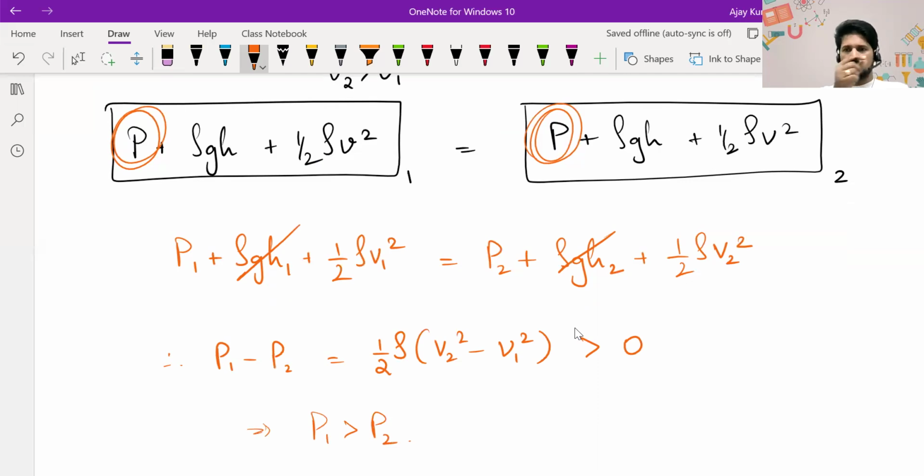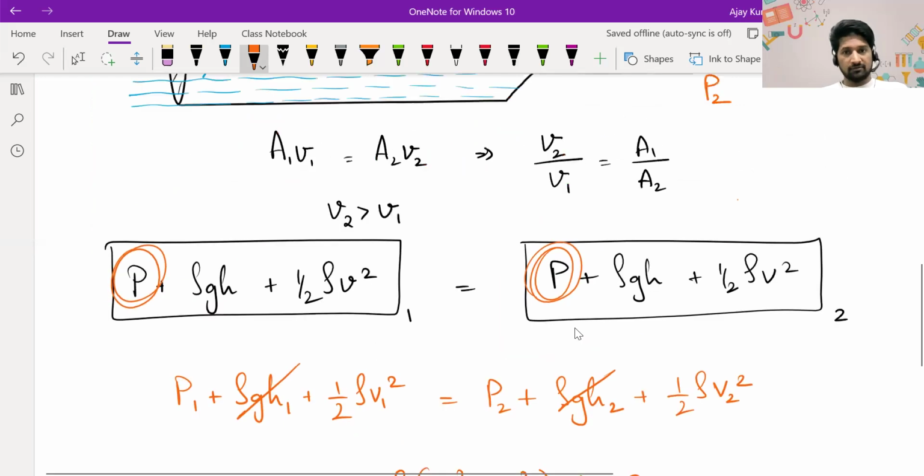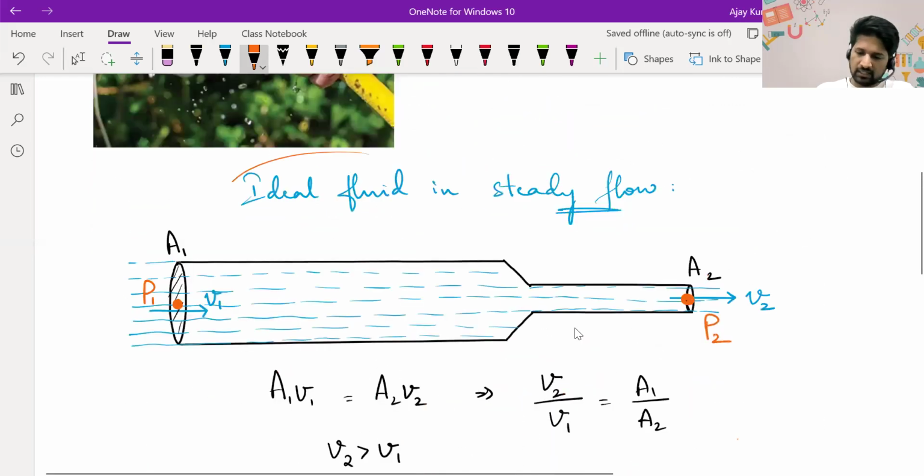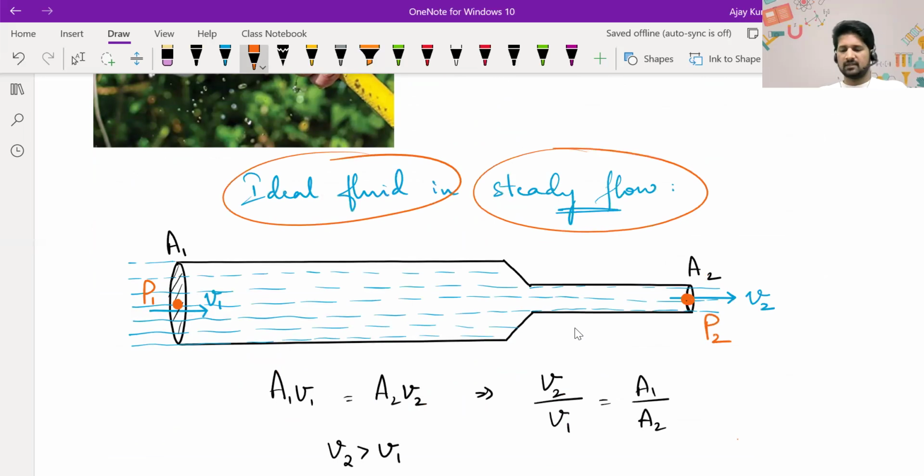Provided both points are at the same horizontal level, and it's a continuous fluid. Of course, the assumptions have to be satisfied: ideal fluid, steady flow. If all these are satisfied, then where the liquid or fluid is moving slower, the pressure is greater. Where it is moving faster, the pressure is lesser. And this has very interesting applications.